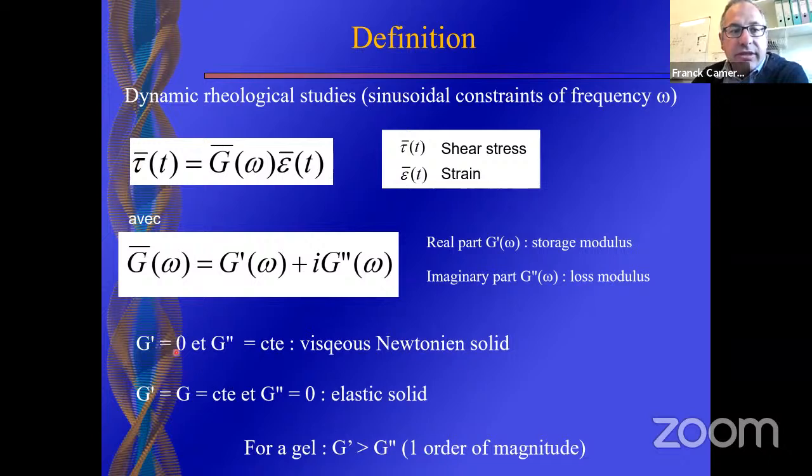Of course, if the elasticity is null, you have only a viscous Newtonian liquid. And if the elasticity has a value and the viscosity is null, you have an elastic solid.